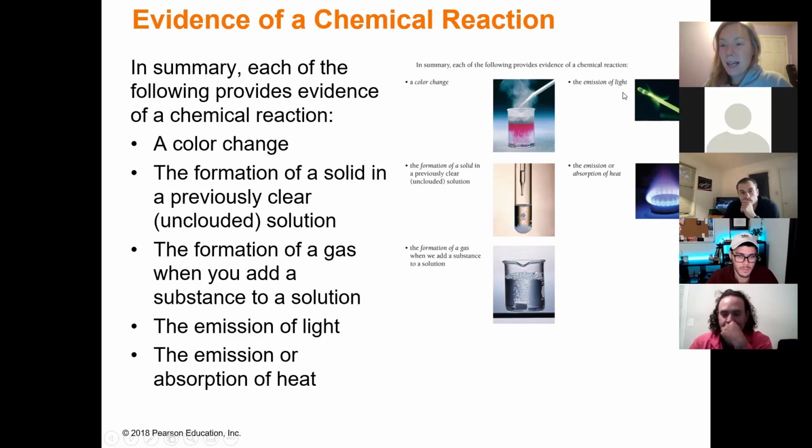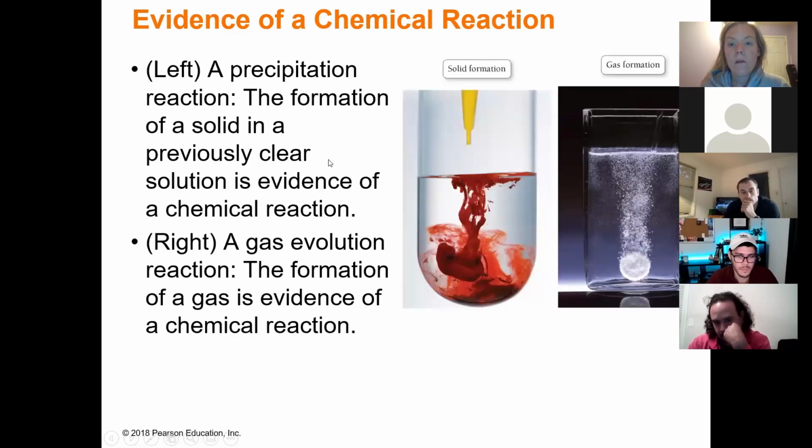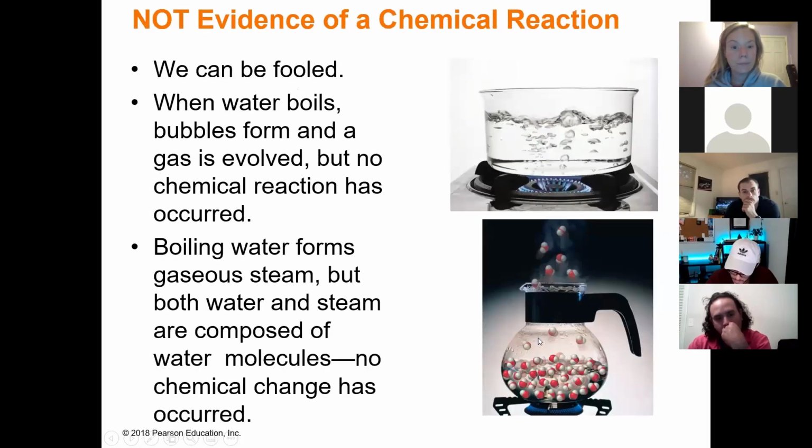Anytime you produce light is a good indicator. So here we have a glow stick. You snap it or break it to allow the 2 chemicals to mix, and that's a chemical reaction. And then the emission or absorption of heat. If we get a change in temperature, that lets us know. Over here on the left, we have a precipitate. This is some sort of iron oxide, and then we've got a clear liquid. When they mix together, we're getting this clumping or this solid forming. And then on the right, we've got that Alka-Seltzer forming a gas, both evidence of chemical reaction.